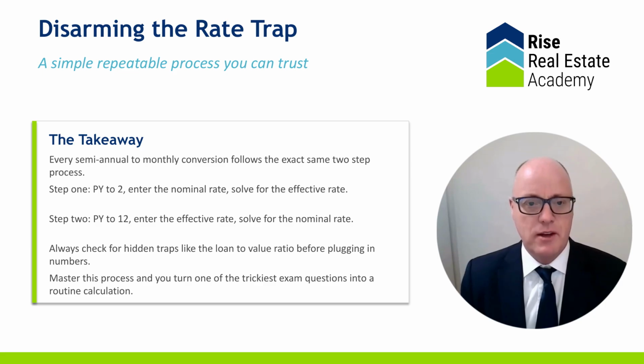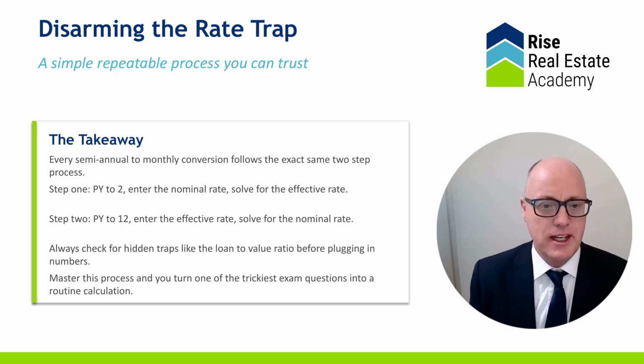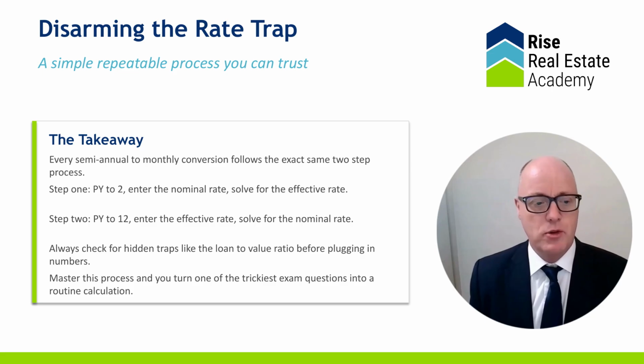By understanding the law, following that simple two-step conversion, and paying attention to all the details in the question, like the loan to value ratio, you have completely disarmed the rate trap. Every semi-annual to monthly conversion follows the exact same two-step process. Step 1, set PY to 2, enter the nominal rate, and solve for the effective rate. Step 2, set PY to 12, enter the effective rate, and solve for the nominal rate. You have just turned one of the trickiest questions on the entire RECA exam into a simple, repeatable process.